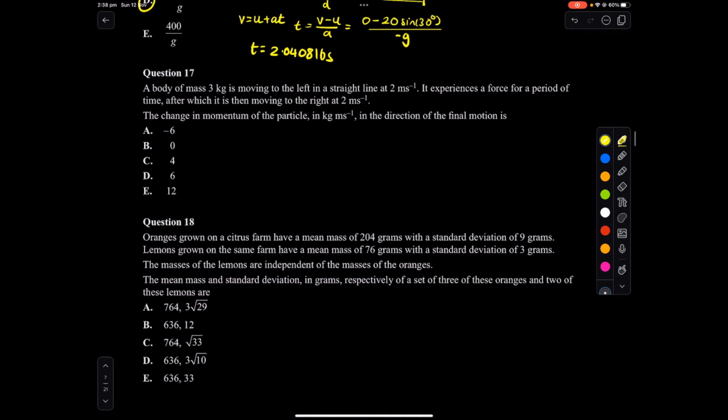Nice. Question 17. A body of mass 3 kilograms is moving to the left in a straight line at 2. So imagine something that's moving to the left at 2 meters per second. I always take the convention as negative because we're talking about velocity, so I'm going to take it as negative. It experiences a force for a period of time, after which it then moves to the right. So now it's plus 2 meters per second because it's in the positive direction.